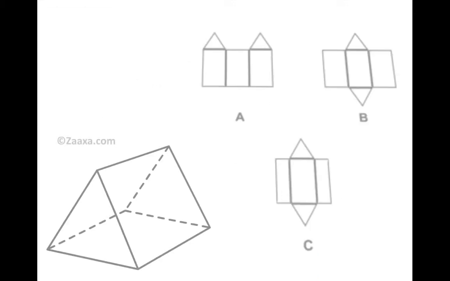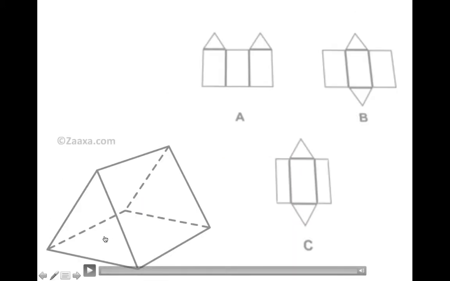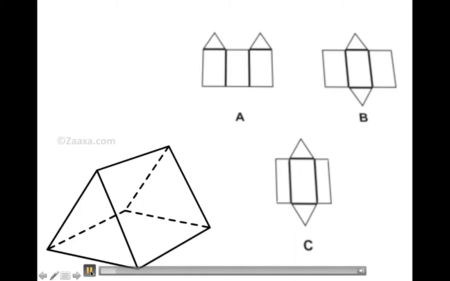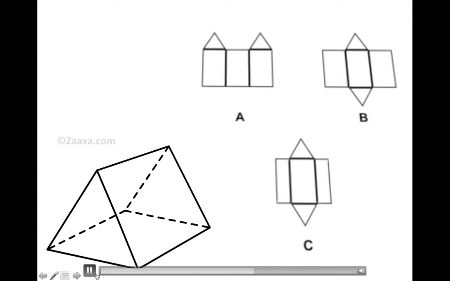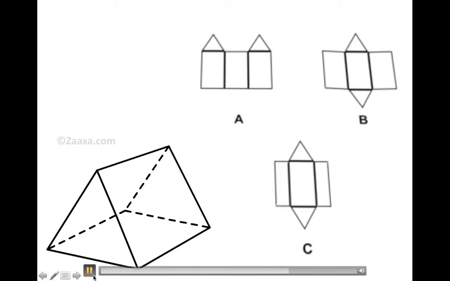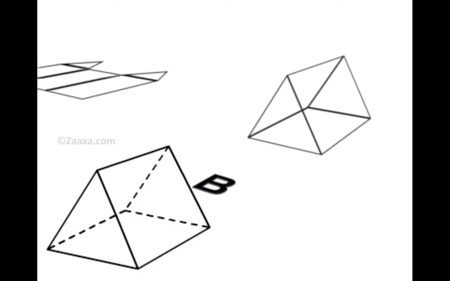So here's a question: which of these 3 options, if I fold it up, will give me this triangular prism on the left here? If I look, I'll notice that only B, if I were to fold up B, would actually fold up into my shape here. And there is B, and you can see that yes, it folds up into that shape. All right.